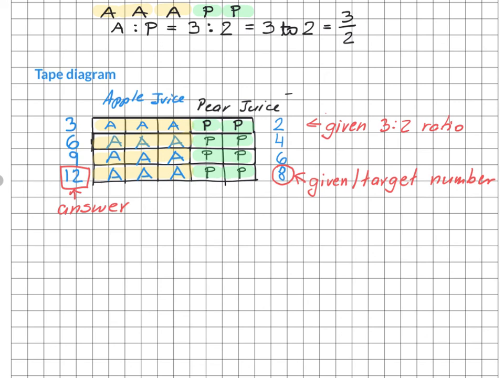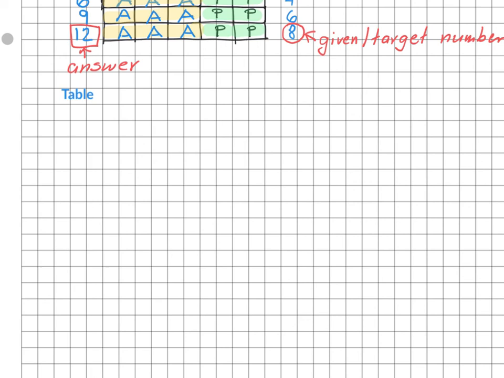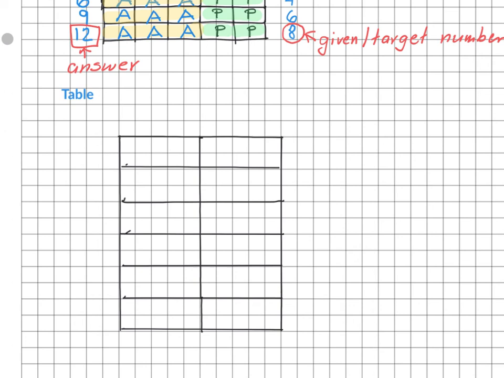Now the second way of solving it is going to be a table. Okay, so this is a table. The table is going to be very, very similar to the tape diagram. It's going to have also two parts, which are going to be two columns. Okay, so let's draw a table. So here's the table. You can pause if you need to finish it. So the table has two columns.